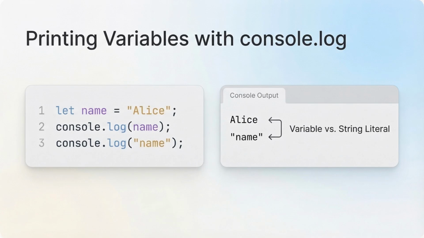Quotes turn something into a string, a piece of text. No quotes means JavaScript interprets it as a variable name and goes looking for that value in memory. If the variable hasn't been declared, you'll get a "name is not defined" error. Always pay attention to whether you're using quotes or not.